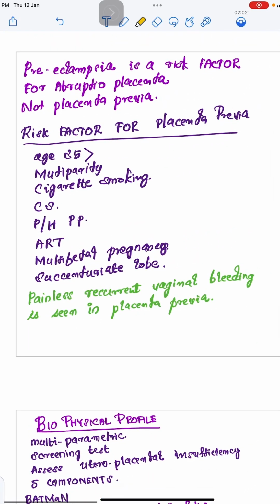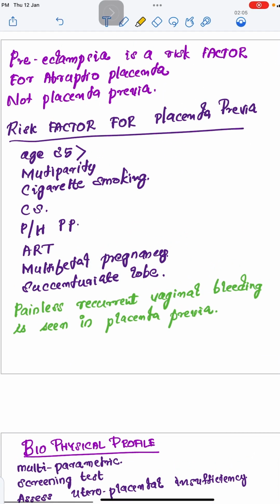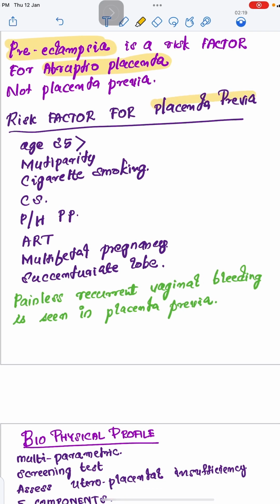Next, preeclampsia is a risk factor for abruptio placentae, not placenta previa. The risk factors for placenta previa are age above 35, multiparity, cigarette smoking, cesarean section, past history of placenta previa, assisted reproductive technology, and multifetal pregnancy.